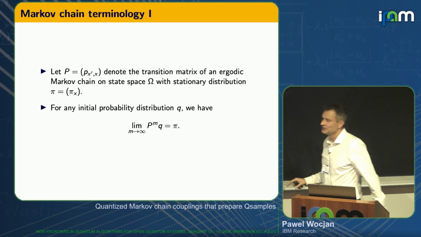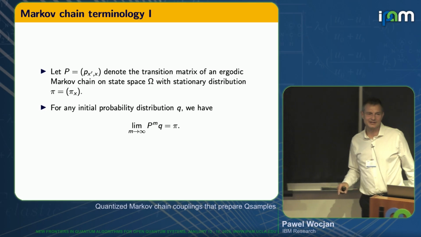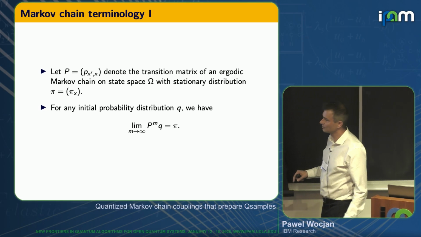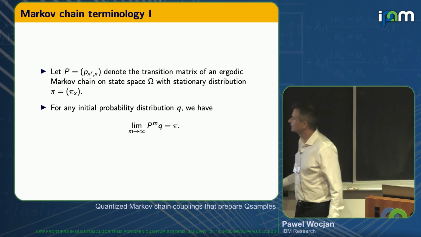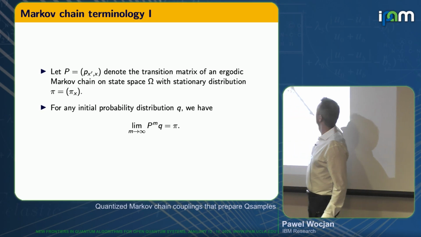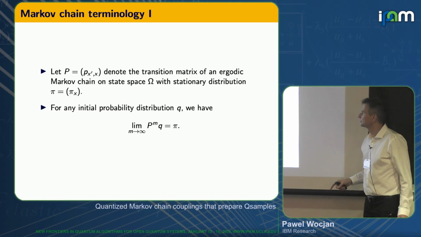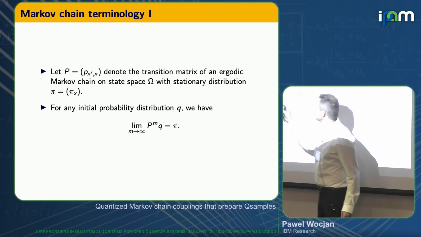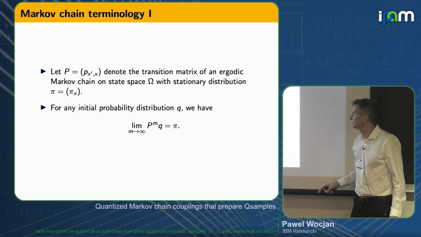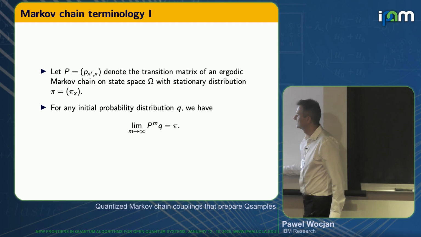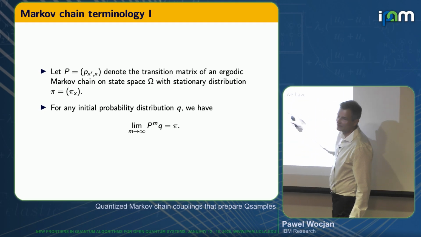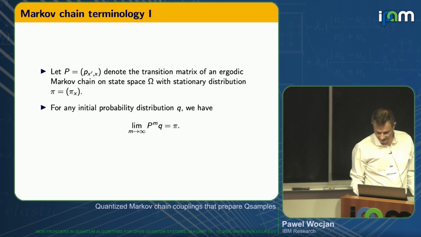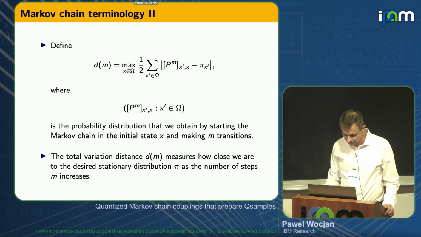Okay, so I think the audience here is very familiar with a lot of the Markov chain terminology. So I can just go over it rather quickly. Here we have a transition matrix of an ergodic Markov chain on state space omega with stationary distribution pi. What this means is that for any initial distribution q, if we apply the stochastic matrix over and over again, in the limit, we're going to approach the stationary distribution pi.